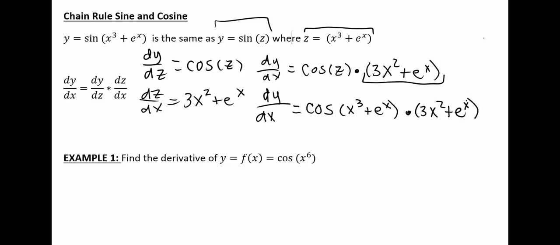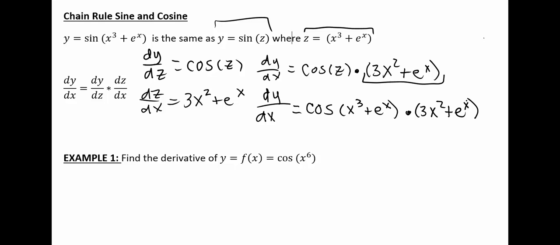Now I want you to notice that the original function was sine of x cubed plus e to the x. In our derivative, we have cosine of x cubed plus e to the x. So whatever is inside the argument of the trigonometric function doesn't change. Just the outside part changed. Sine changed to cosine. And then we had to multiply by something extra, which was the derivative of the inside.